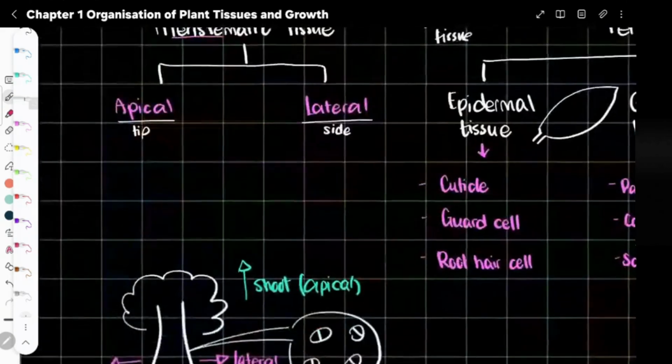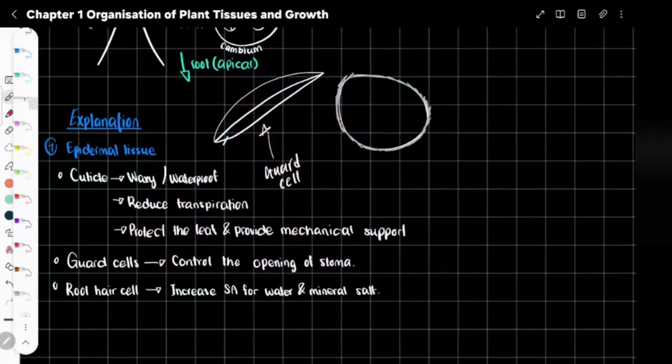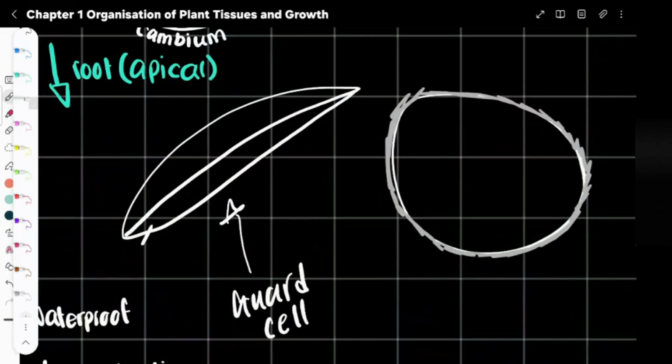Now, we learned that epidermal tissue is actually very important because it produces the cuticle, guard cell, and also root hair cell. And my student here just asked me, why is the guard cell at the bottom actually? This is last-minute info.